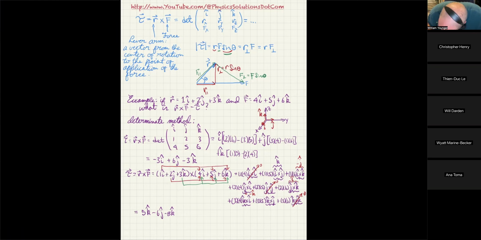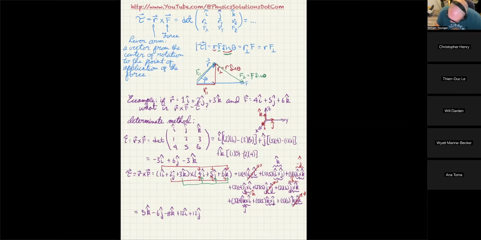So that one's i hat. And 2 times 6 is 12, so this will be 12 i hat. And now 3 times 4 is 12. k hat cross i hat is actually j hat. So this is j hat right here. So that's going to be plus 12 j hat.